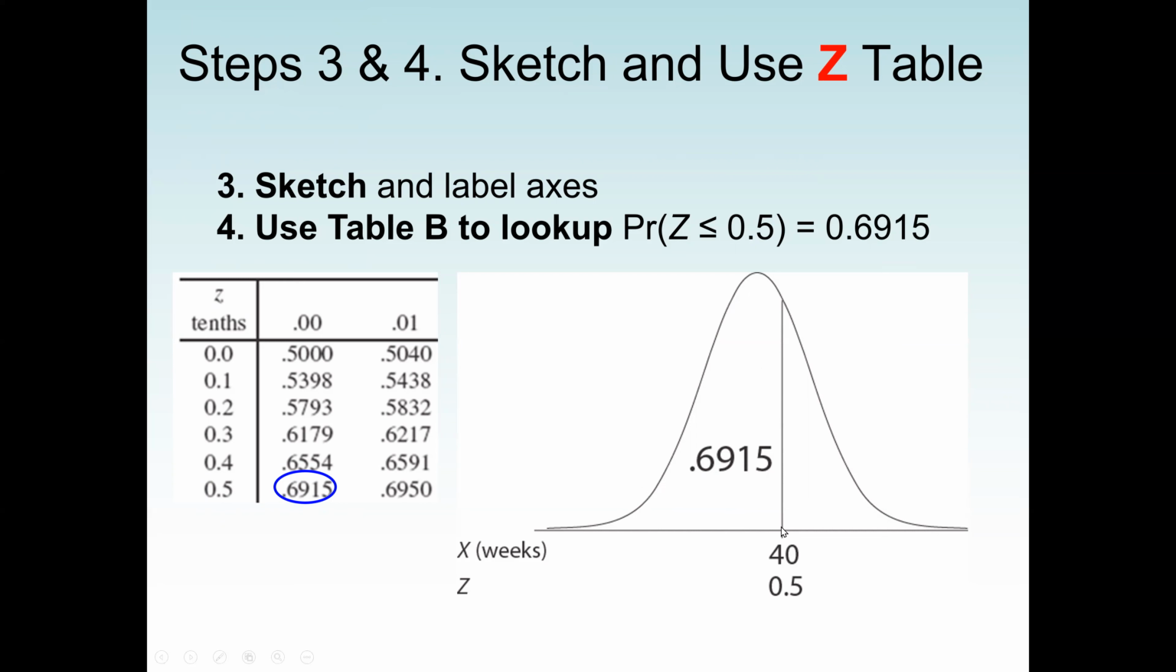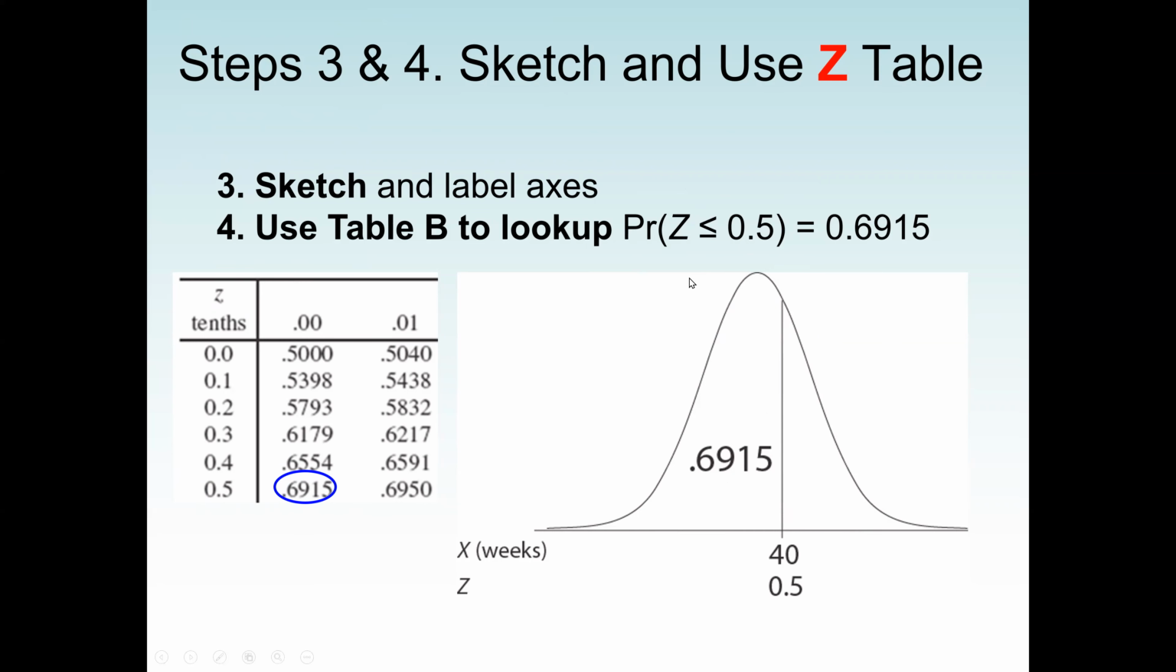Now, if I say it's greater than 0.5, then I'll go to the right. Which means when I get 0.6915, the table is from the left to the value, but I'm looking from the value to the right. We know the total area under the curve is 1. So the answer will be 1 minus 0.6915. That's the probability that Z is greater than 0.5, or X is greater than 40.